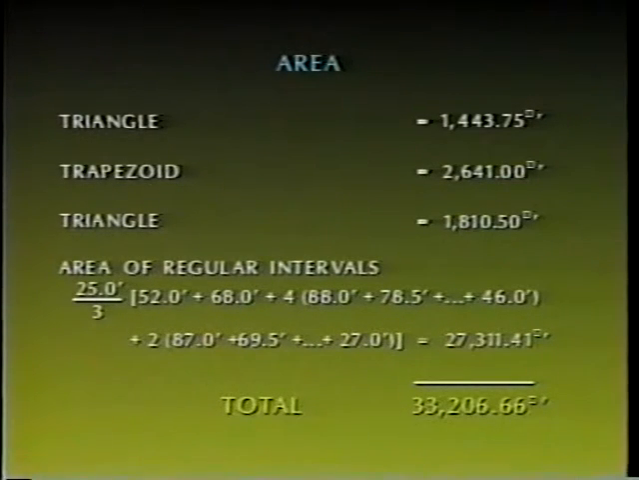Inside the second parentheses, summation of the odd offset distances. We start with station 1 plus 05, the third offset, that is 87 feet. We don't incorporate the first odd offset because we use that at the beginning of the formula.